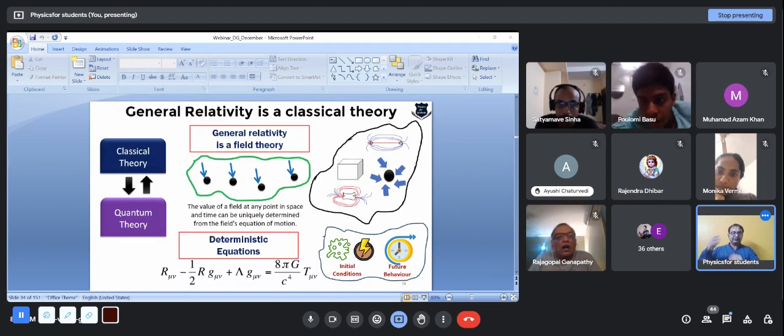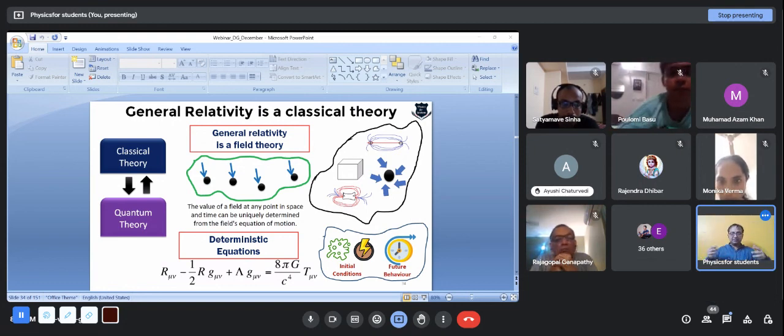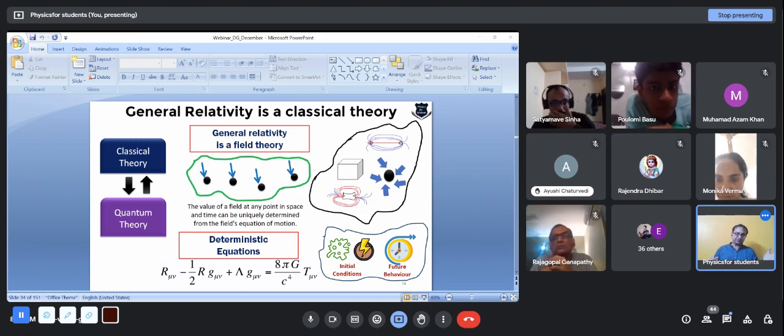Now, why I am telling this, the slide will make you understand. It is like a function where we check for every value in time. Absolutely, Sagar. So we understood how things go from classical to quantum. Now you see what is happening in general relativity. Pay attention to the right-hand side corner picture. If we are given the initial conditions, it can be mass, it can be energy, it can be anything, we can predict the future. But this is not happening in a quantum system, because quantum is something very spontaneous, and we cannot give an initial condition, and we cannot predict the future.